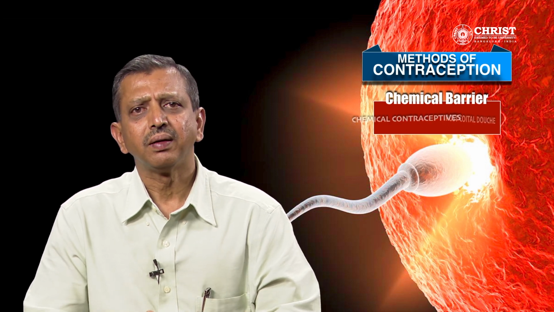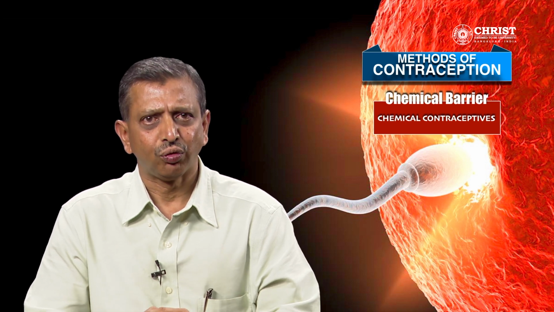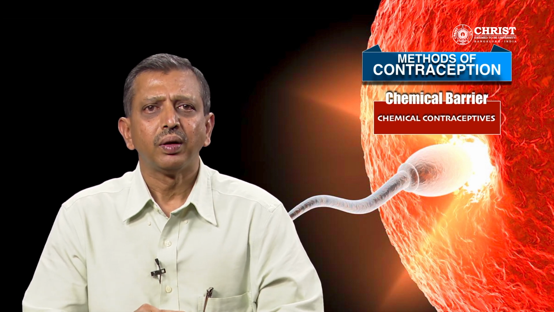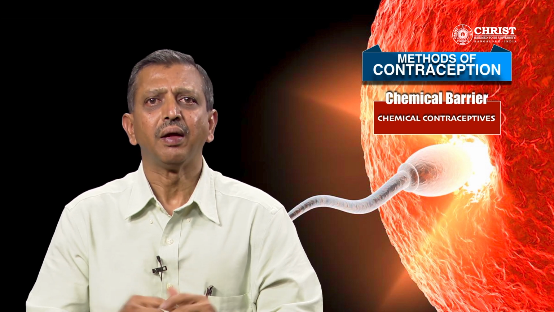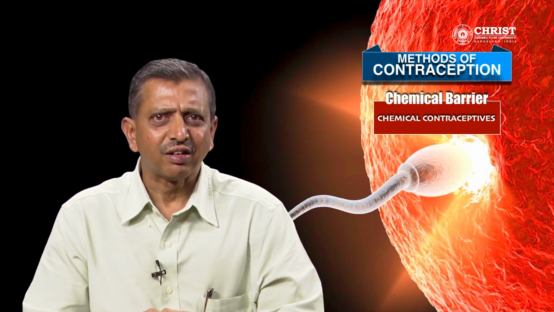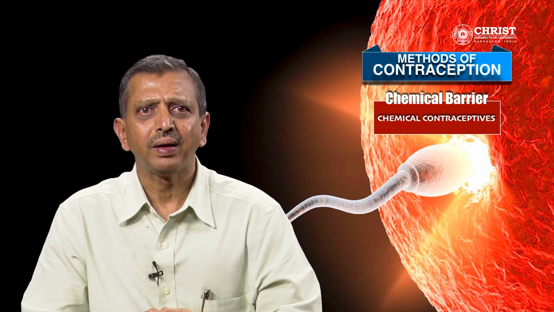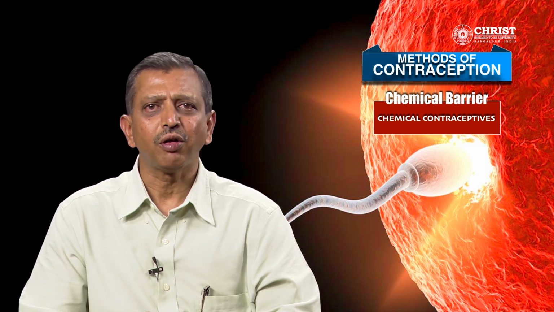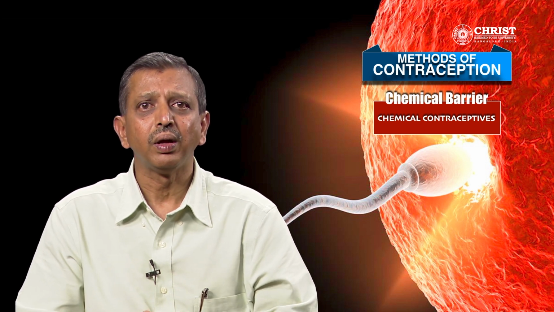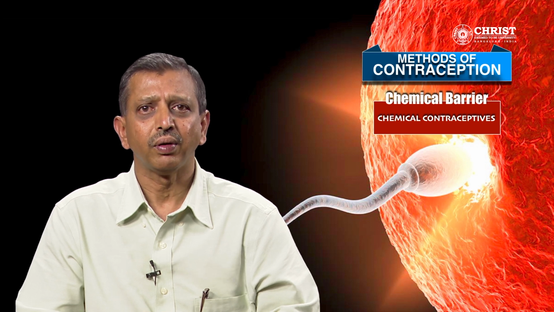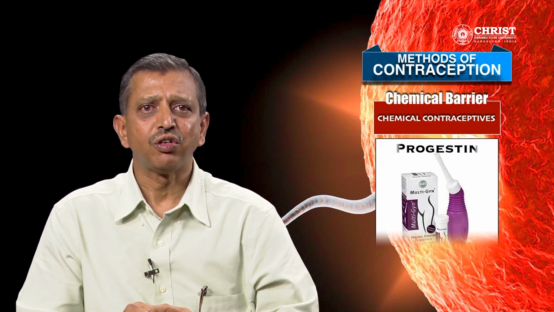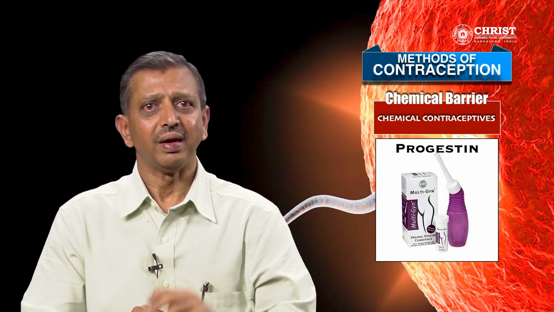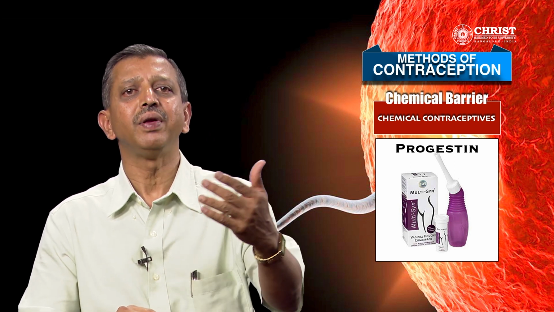The third method is chemical contraceptives. These include spermicidal jelly, creams, foams, tablets, etc. that have to be used by the females. These chemicals kill sperms that are deposited into the vagina during ejaculation. Chemical contraceptives also include the use of progestin, which is synthetic progesterone injected into the female body every 3 months.